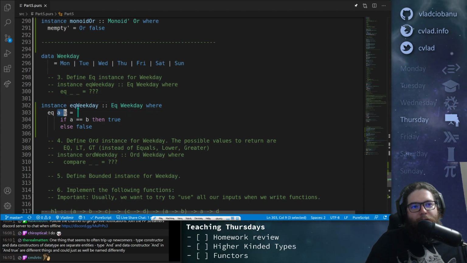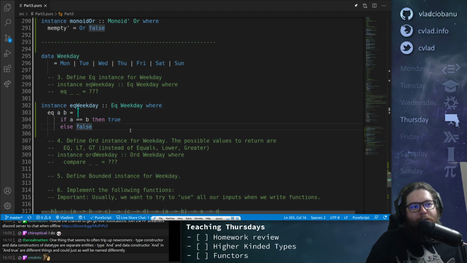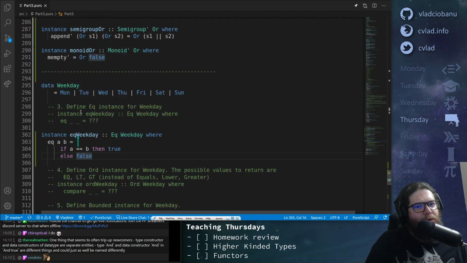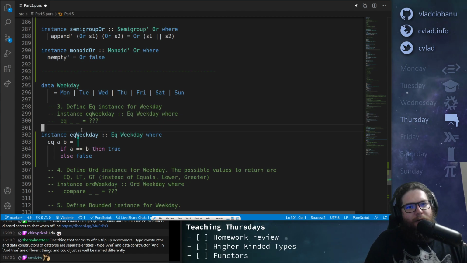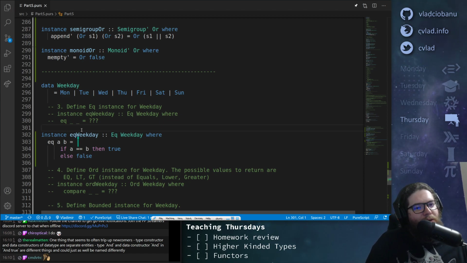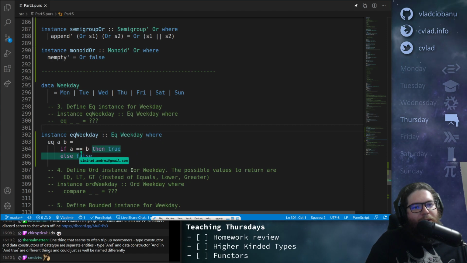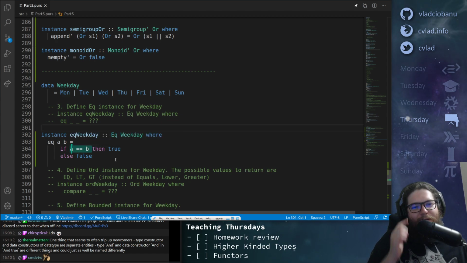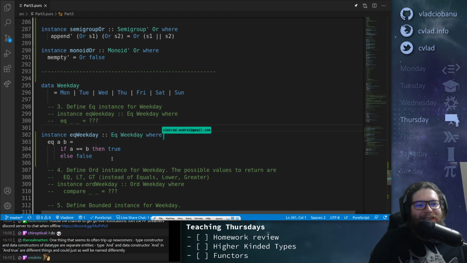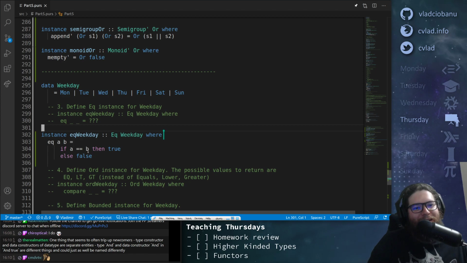Okay, so let's see. Here the problem is that you're defining an Eq instance for Weekday, but then this thing is also using the Eq instance, right? So I'd be surprised if it doesn't fail. It should be recursive in a way, right? Even if it doesn't fail directly here, it will never finish. Okay, yeah.